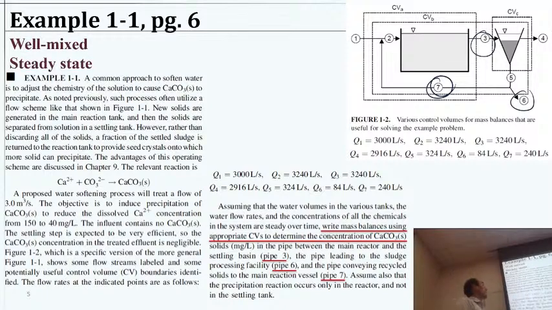In this particular example, it says a common approach to soften water is to adjust the chemistry of the solution to cause calcium carbonate, CaCO3, solids to precipitate. We can often use a flow diagram like this. It's what I was pulling the figure from earlier. New solids are generated in the main reaction tank, so we have a reaction to produce solids here.